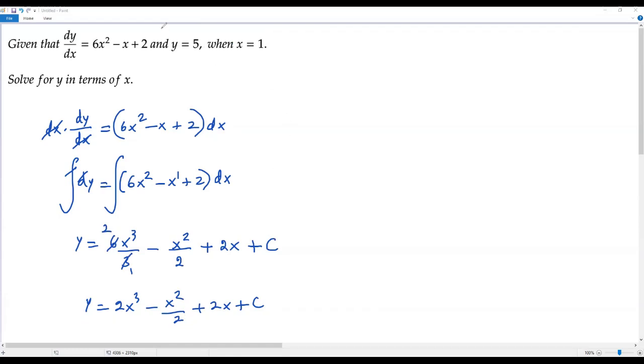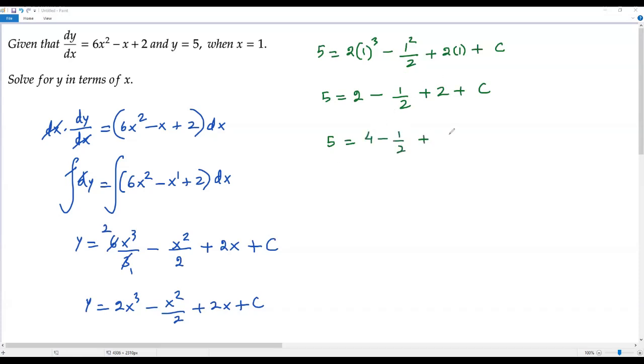Now let me do it. I'm going to plug in 5 for y. Then I'm getting 5 equals 2 times 1 cubed, negative 1 squared over 2, positive 2 times 1, positive c. The evaluation of 1 cubed is 1, times 2 is 2, and the evaluation of 1 squared over 2 is just 1 over 2, positive 2, positive c. Now we can combine this 2 and 2. It will be 4 − 1/2 + c.